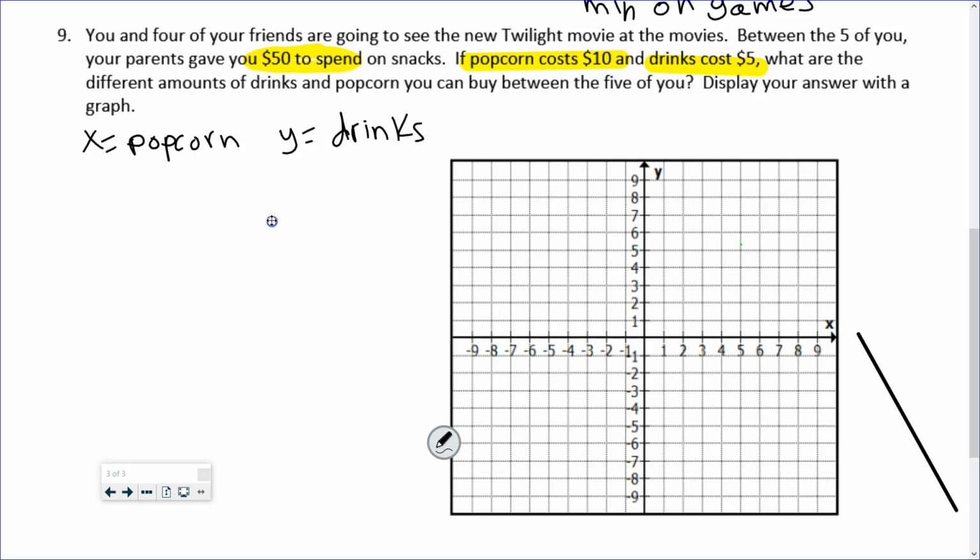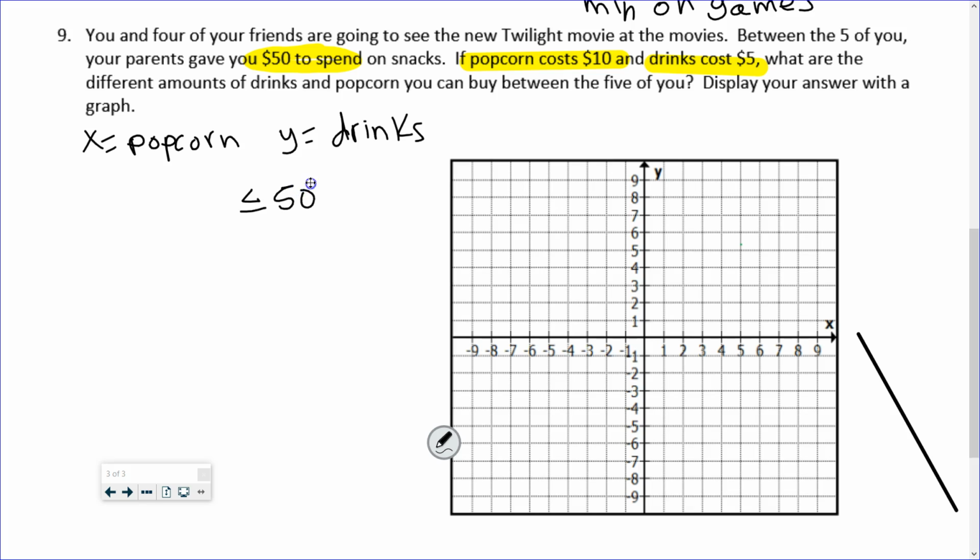And I can't spend more than how much money? $50. So the money I spend has to be greater than or less than 50. Everything has to be less than. Could I spend all my money? No. Yes. Sure, I could. So it has to be less than or equal to the $50.